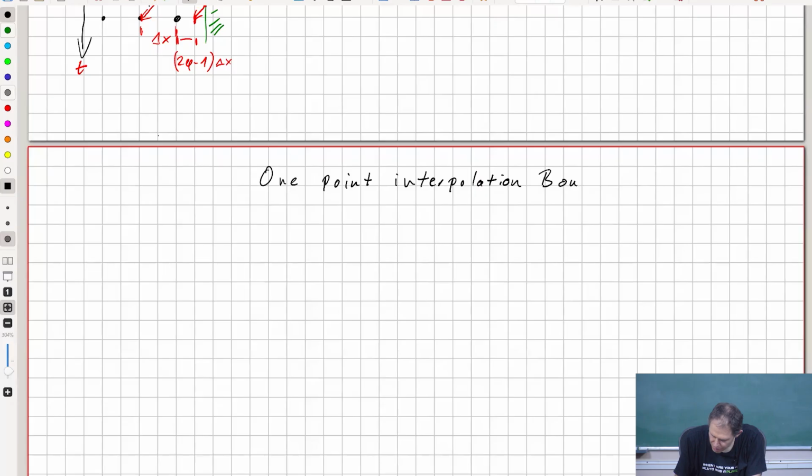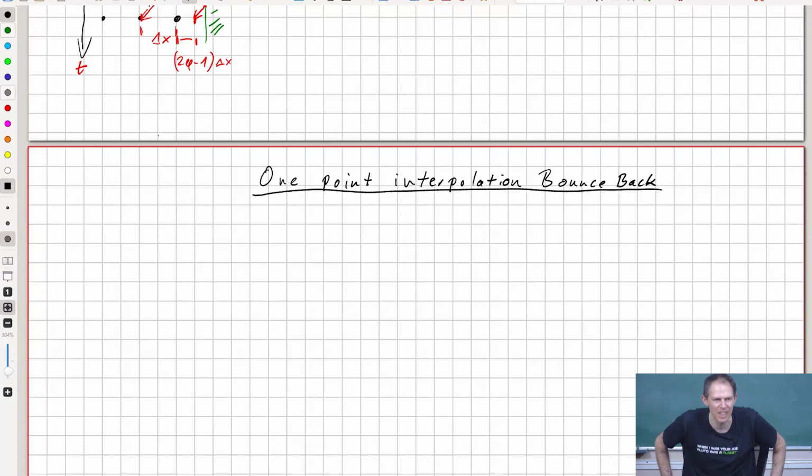One-point interpolation bounce back. This one-point interpolation bounce back is a method that has a few degrees of freedom that you can implement in a few different ways. So you'll find the same method in 5 versions, coming with 10 people who claim that they invented it. So you now get one version that is not drastically different from all the others, and they all work roughly the same way and give roughly the same result.